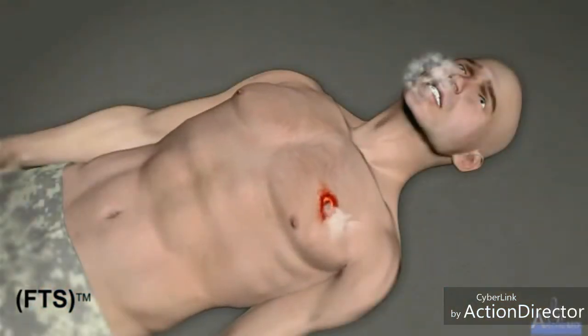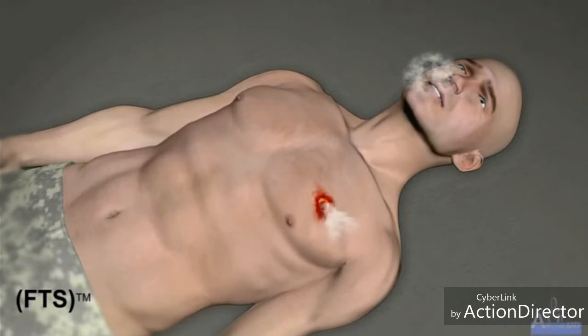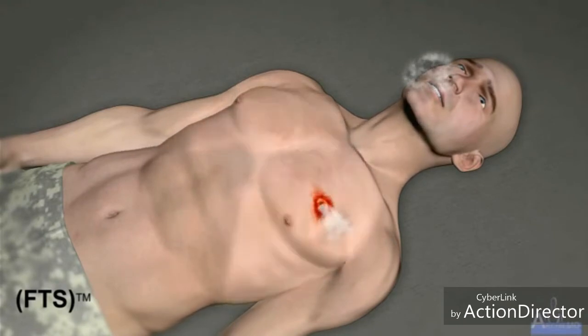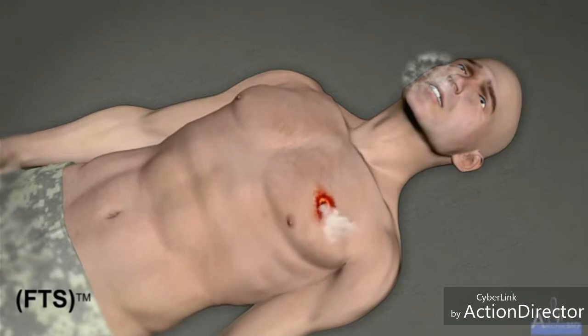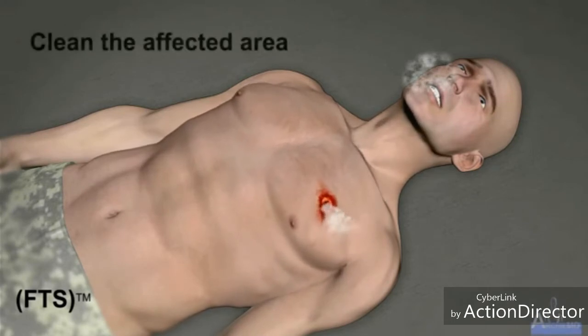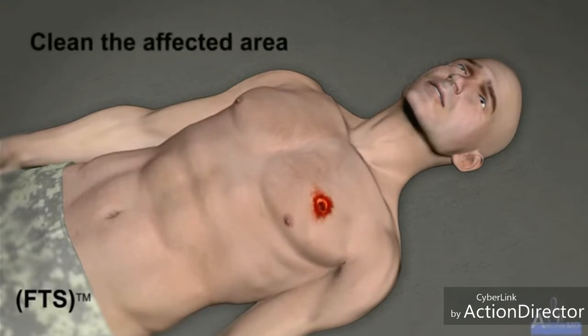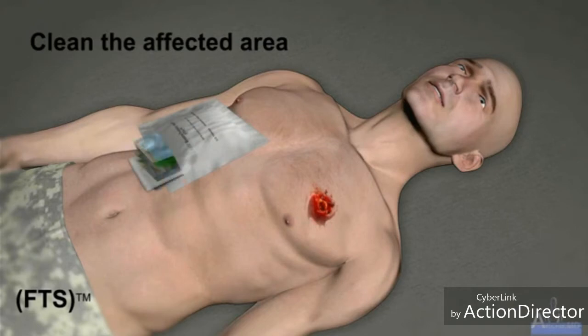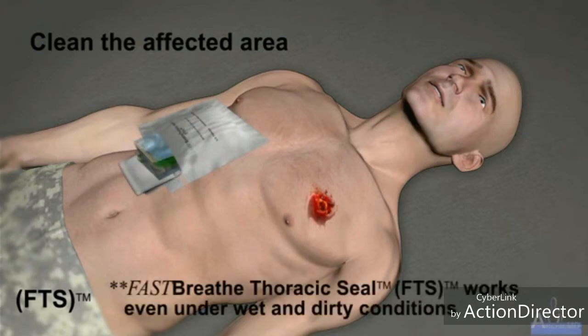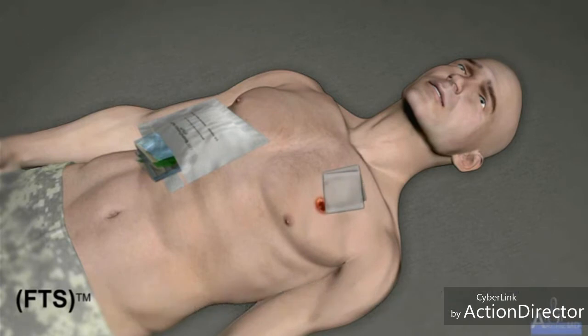When you encounter a patient, first determine whether the patient is a good candidate for FTS. Indications for use include presence of any penetrating wound or wounds in the thoracic region. These wounds must be managed immediately. If time and circumstance permits, clean the affected area. The included soft wipe absorbs 7 to 8 times its weight. If time does not permit, or a clean surface is not achievable, FTS will adhere to wet and dirty skin.